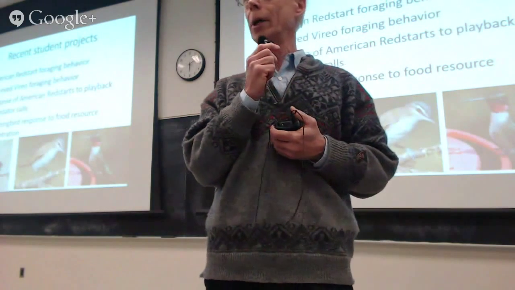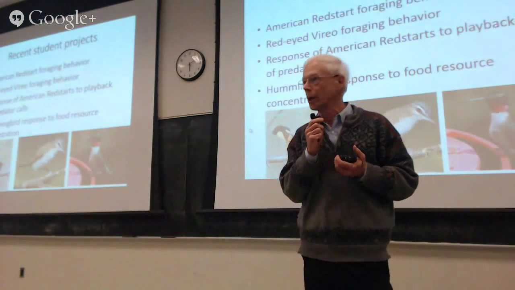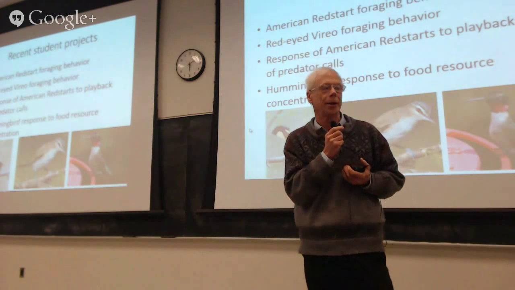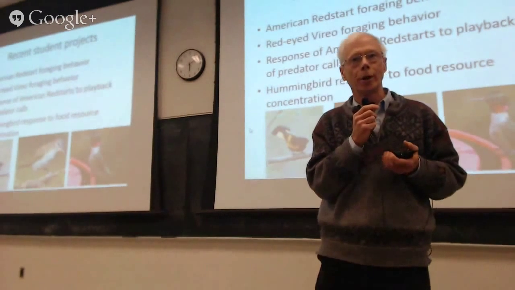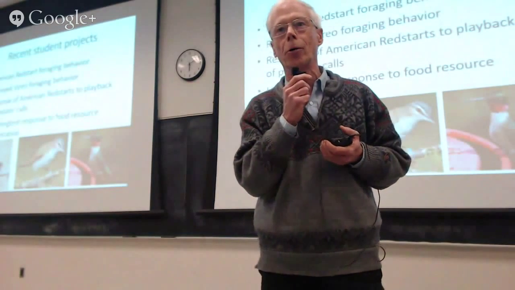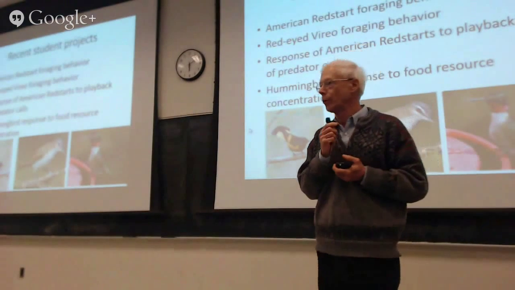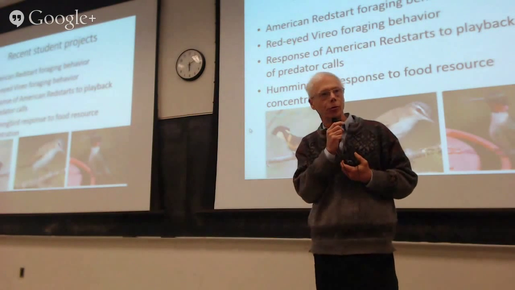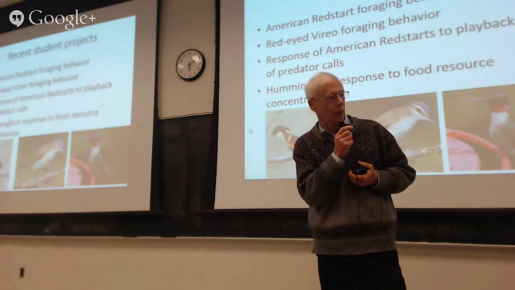So what the students have done over the years is they select a diverse set of projects, including looking at the foraging behavior, or the way the American redstarts move through the foliage, finding their prey. Same thing with the red-eyed vireo, both very common birds at UMBS. You can get a sample size readily.